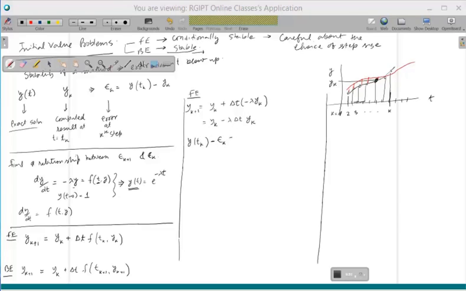Okay, that would be equal to yk is y at, so this should be tk plus 1. This is epsilon k plus 1, and yk is y at tk plus epsilon k, okay, minus lambda delta t y at tk. What is the minus plus here? The way I have defined the error is this way. So this will be minus here.